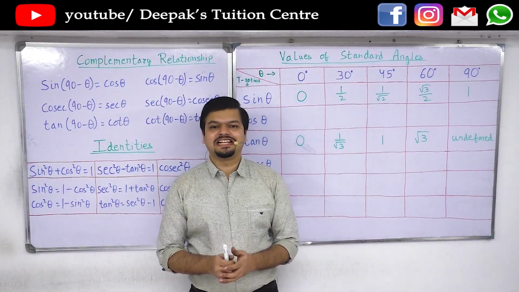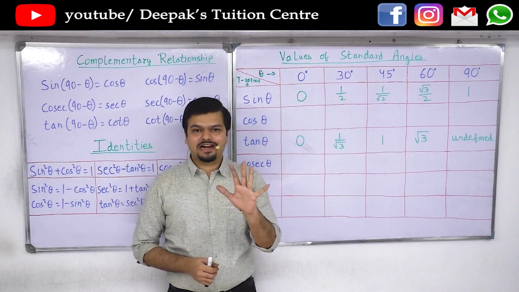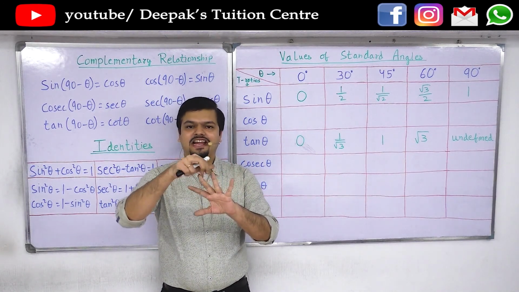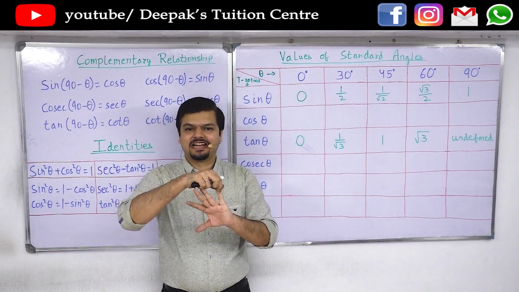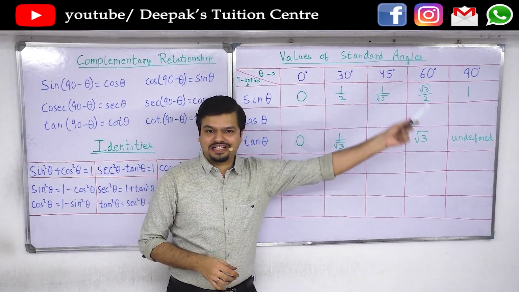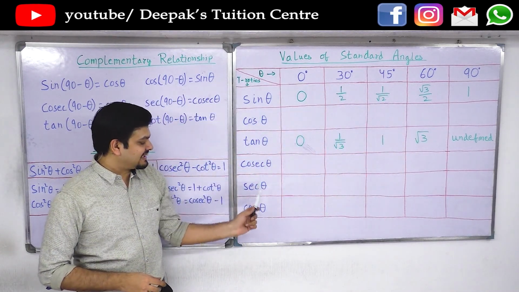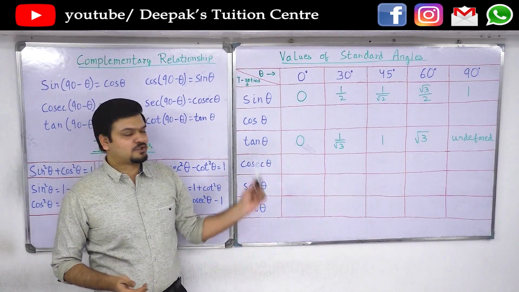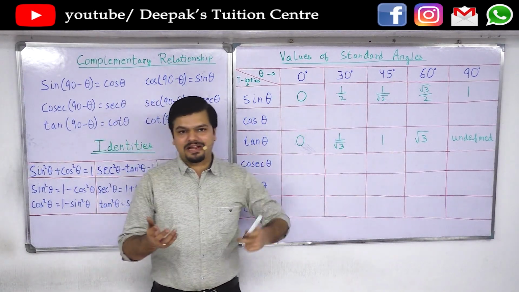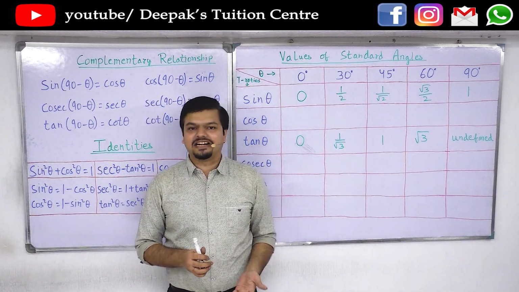Next part is finding the value of standard angles. 5 standard angles are provided to us: 0 degree, 30 degree, 45 degree, 60 degree and 90 degree. You always need to remember the values of these standard angles for sin theta, cos theta, tan theta, cosec theta, sec theta and cot theta. So basically you need to remember this table. But obviously remembering a table is a bit difficult task. So most people try to recreate the table.